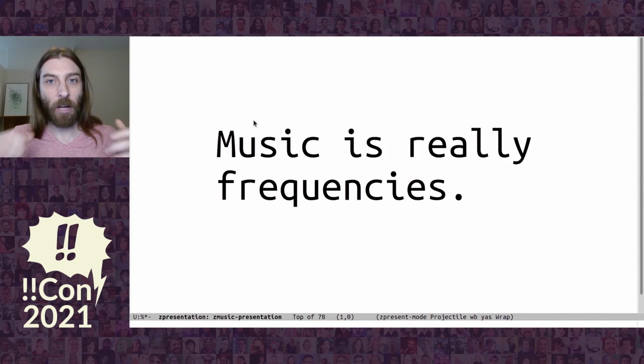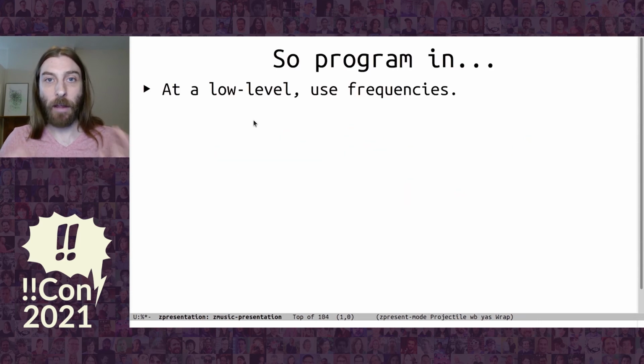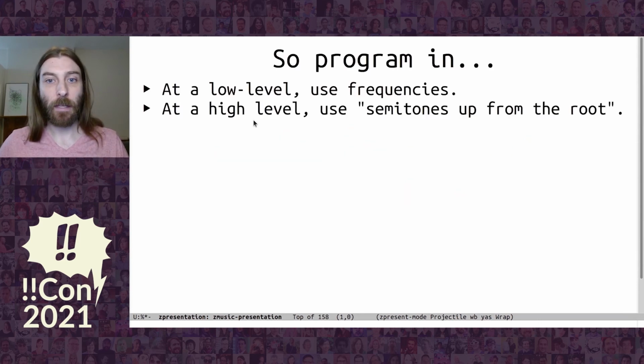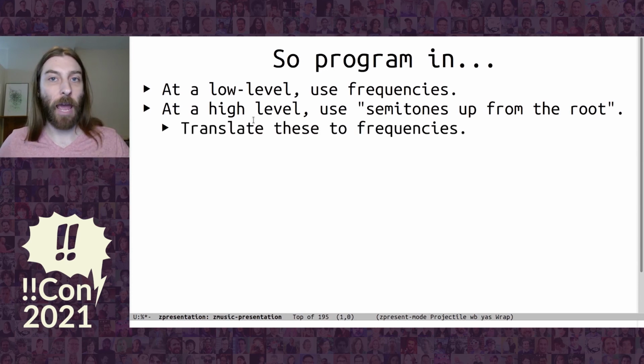So I thought about it: music's really frequencies. So at a low level, we're just going to say a concert A is just 440 hertz. And that's what we're going to use at the really low level. At the level that humans are going to use, I'm going to say there's a root note, and then we're just going to say how many semitones up from that root note you are. And between that and the low level, we're just going to translate those to frequencies and use them, and it's going to work fine.